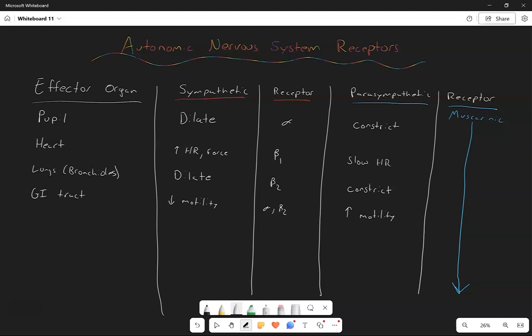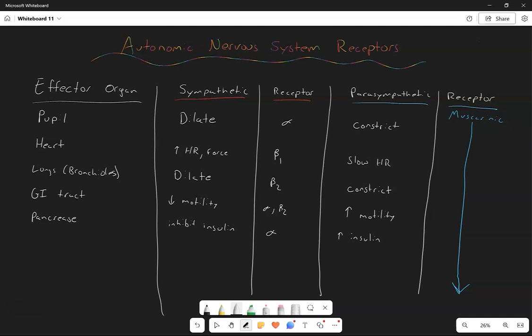All right, so what about the pancreas? Under sympathetic, you want to inhibit insulin. Got to free up that glucose. And this is going to be an alpha receptor. Then under rest and digest, parasympathetic, this is going to increase or stimulate insulin secretion.